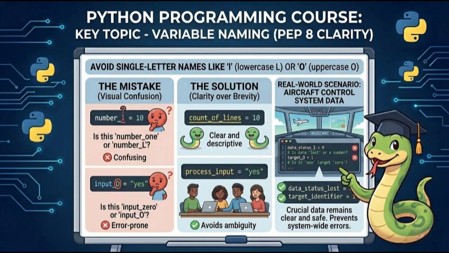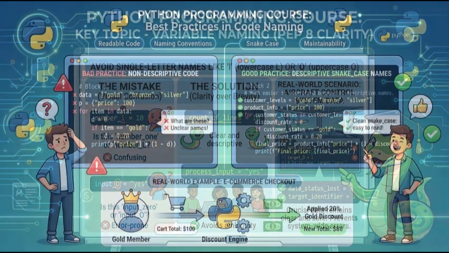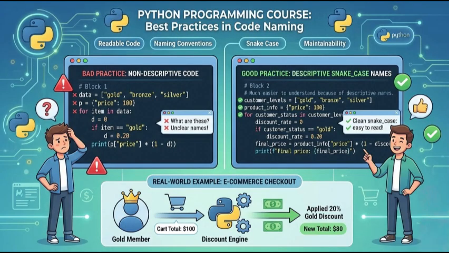Clarity over brevity, always. Look at these 2 blocks of code. Both do the same thing. But notice how much easier the second block is to understand because of descriptive snake_case names.